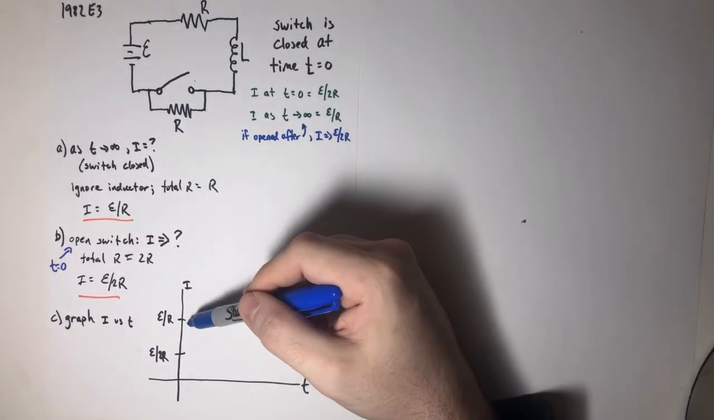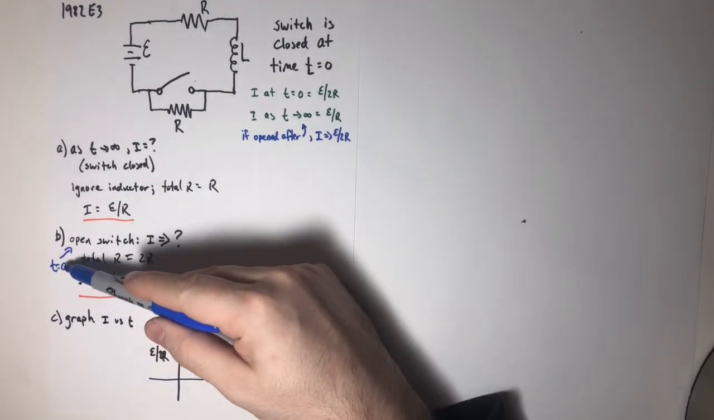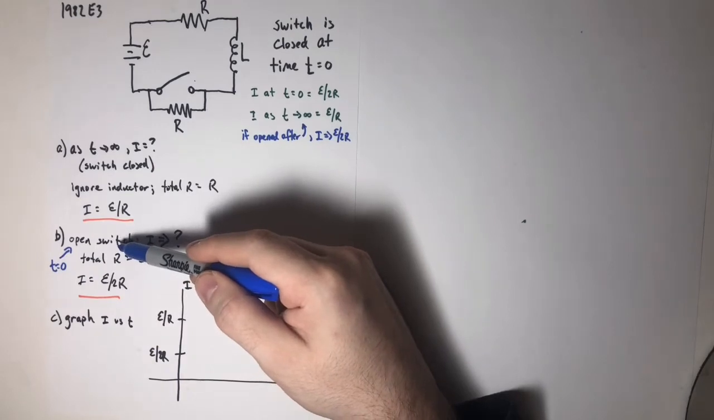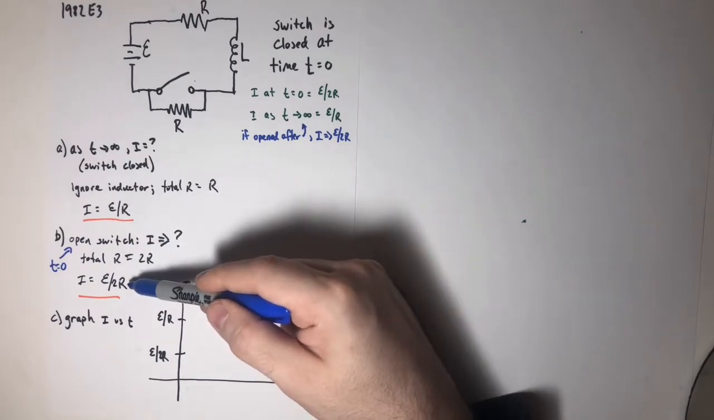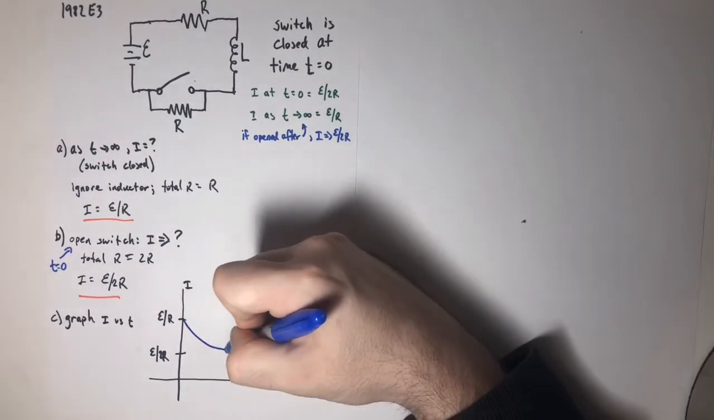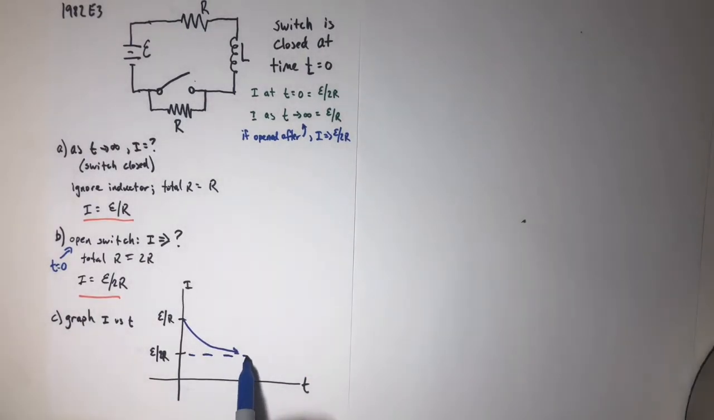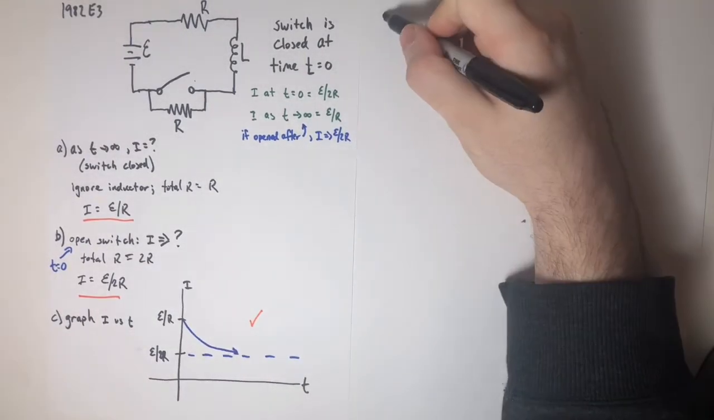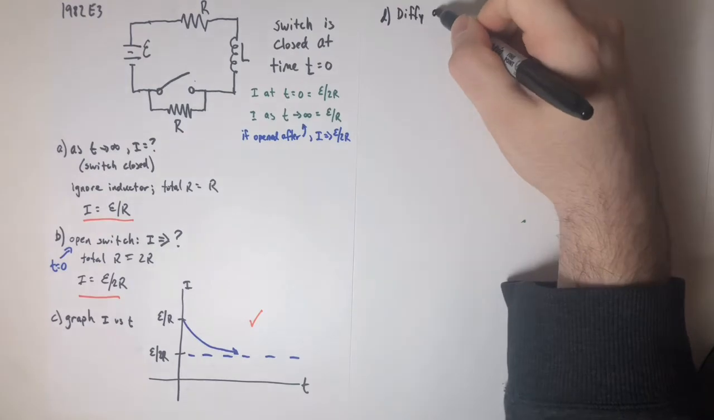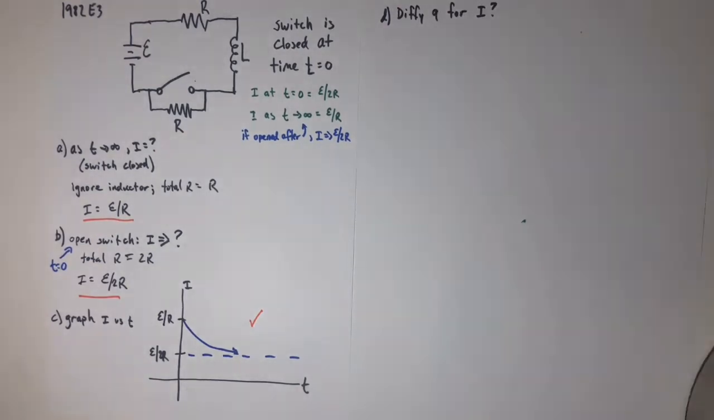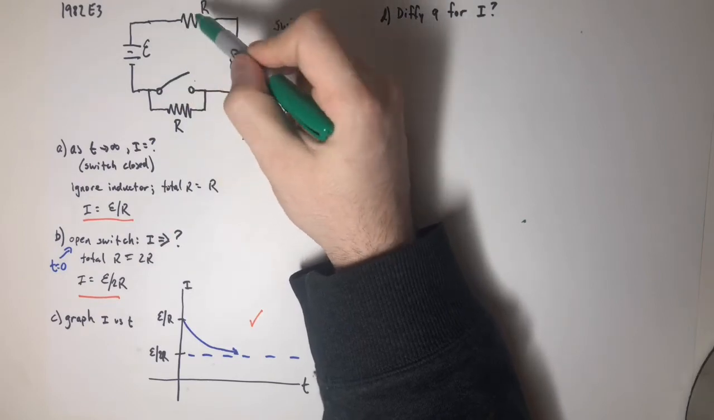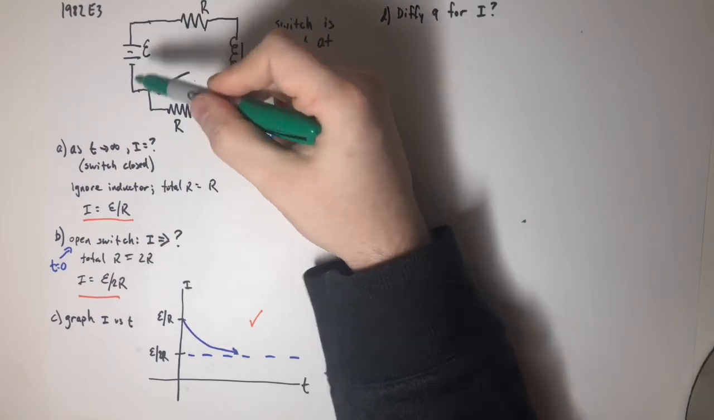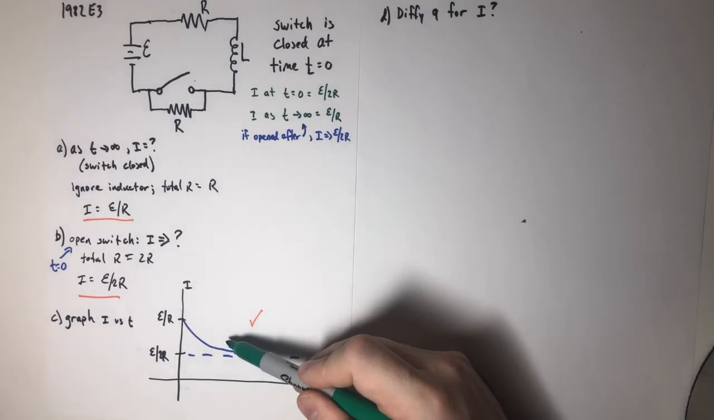We're being told for this graph that we should treat t equals 0 as the instant the switch is opened. So having been at this value for a long time, once the switch is opened, it will eventually reach this value. In the next part, we're being asked for a differential equation for this current as a function of time, basically the differential equation that eventually gives us this.